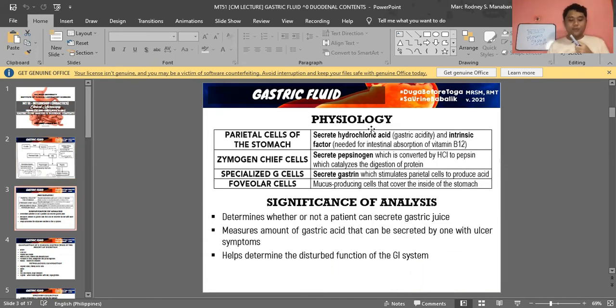All right. Next, you have physiology. So this is what we will discuss. Parietal cells of the stomach, their purpose is to secrete HCl and also intrinsic factor. And we mentioned, intrinsic factor is needed for intestinal absorption of vitamin B12.